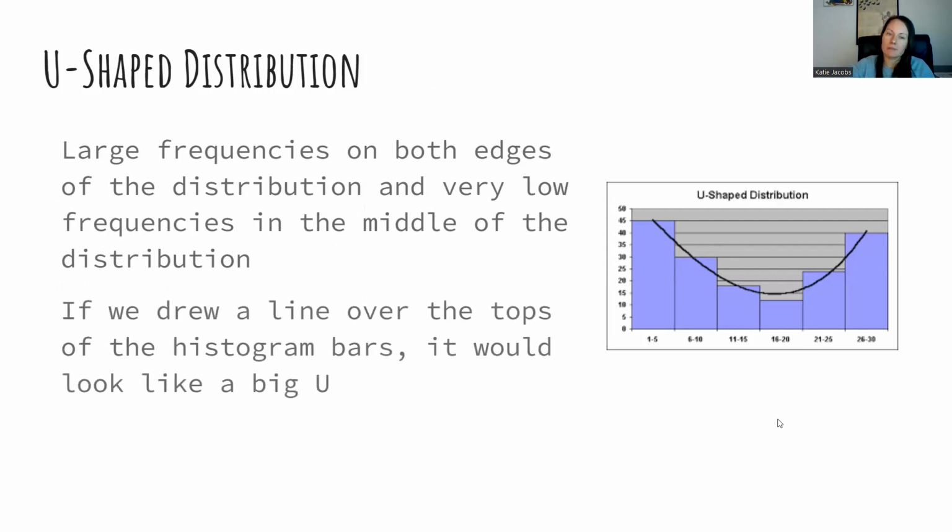If we drew a line over the tops of the histogram bars, it would look like a big U. So it looks kind of funny there, but we get the idea. It looks like a U shape.